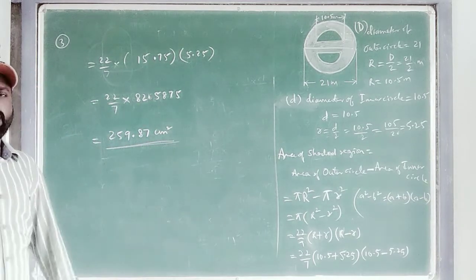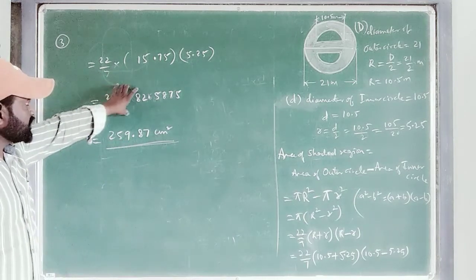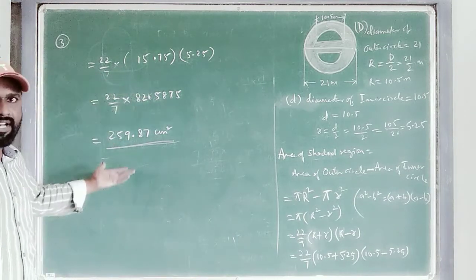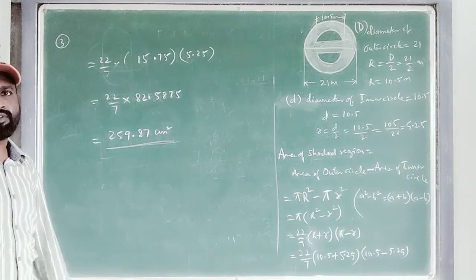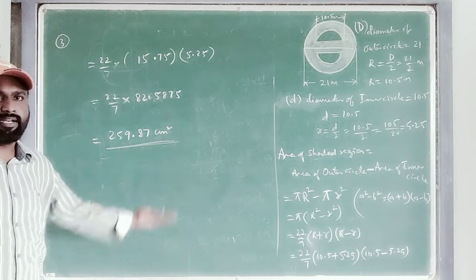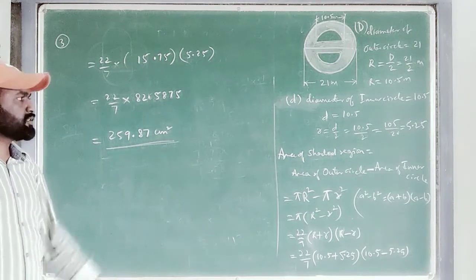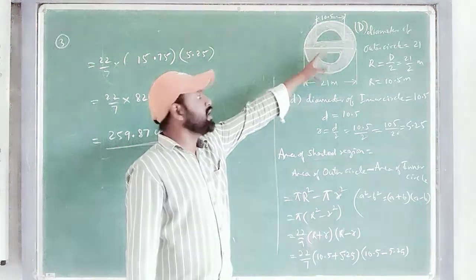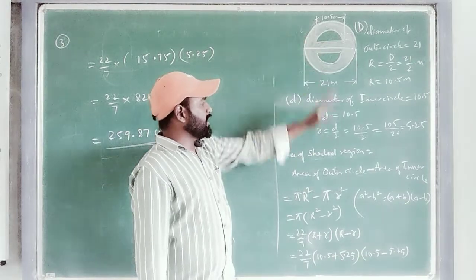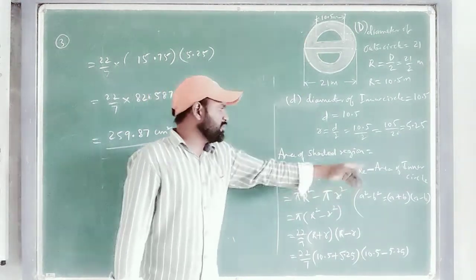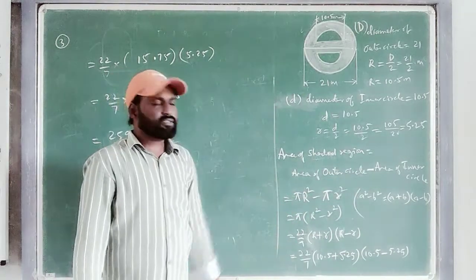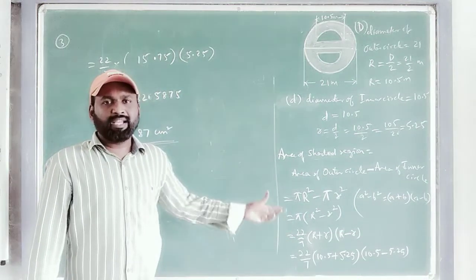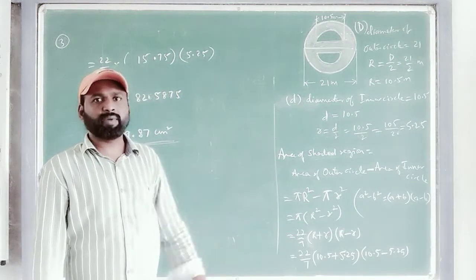Hope you all understood this problem. So you have to do the simplification by yourself, multiplication and division. Then only you will get this answer, 259.87. All are in decimals. Okay. Hope you all understood. Simple thing, you have to remember this only. The shaded region area, how can we find? Outer circle area minus inner circle area. That's all. If you remember that, by substituting the values, all multiplications, divisions, you do practically, you will get the answer.